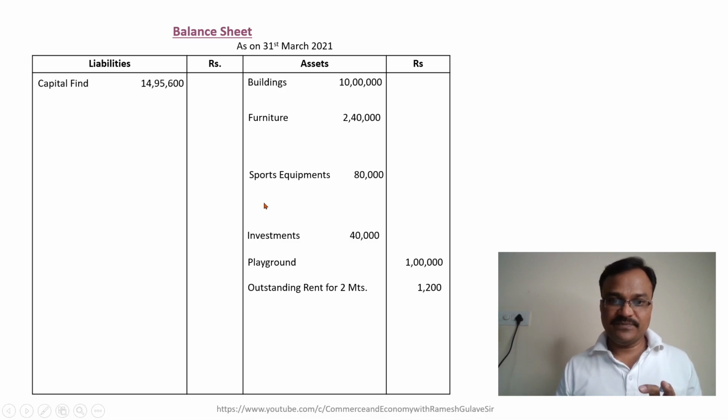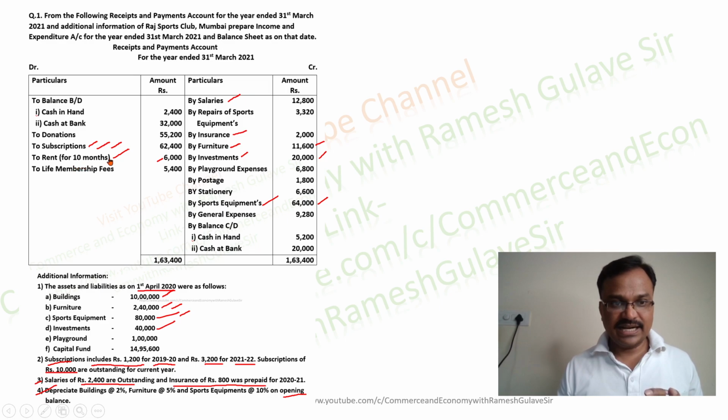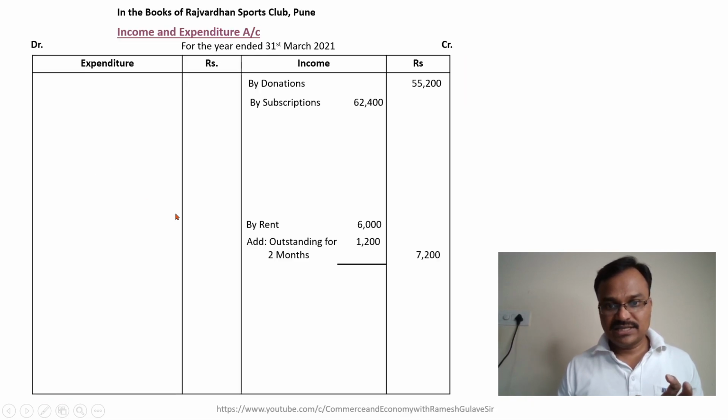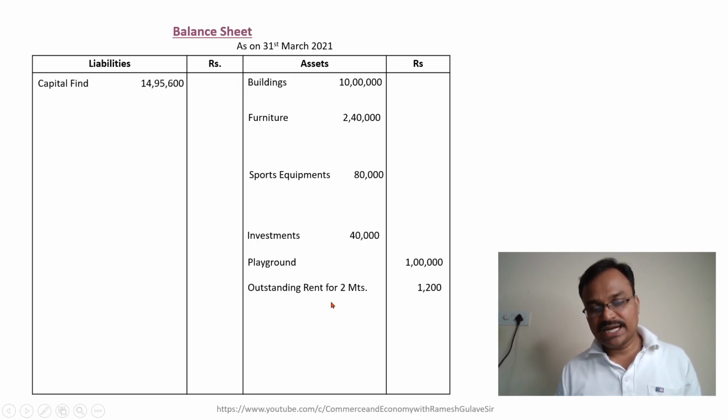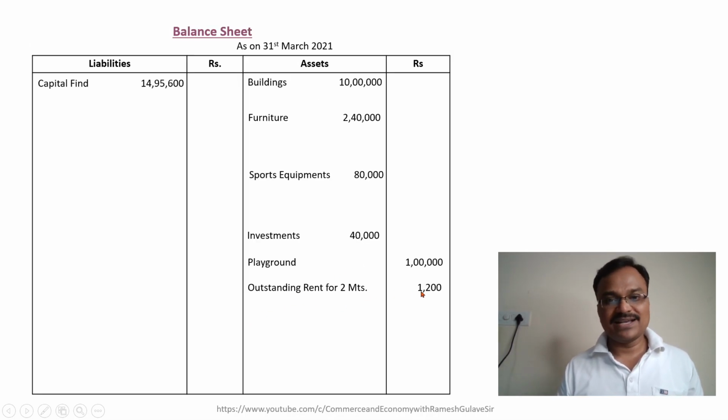I hope this hidden adjustment on rent is clear. See friends, here we have added 1,200 in the amount of rent as outstanding rent for 2 months, and we have recorded outstanding rent for 2 months on the asset side of the balance sheet, right?